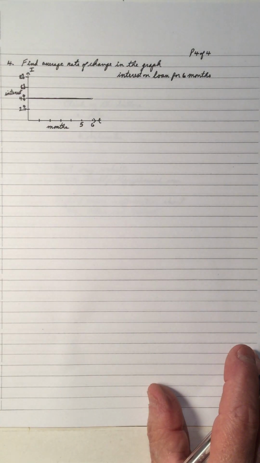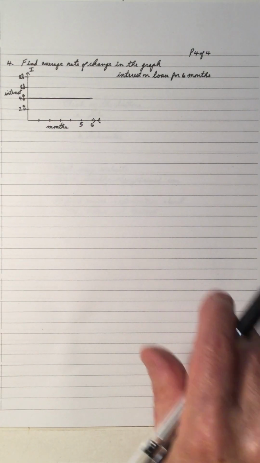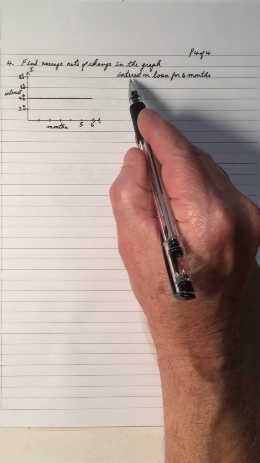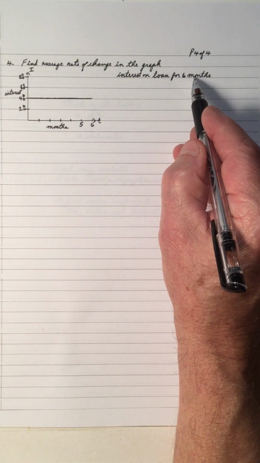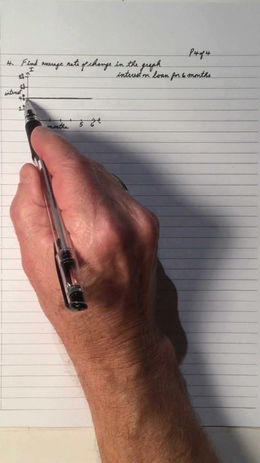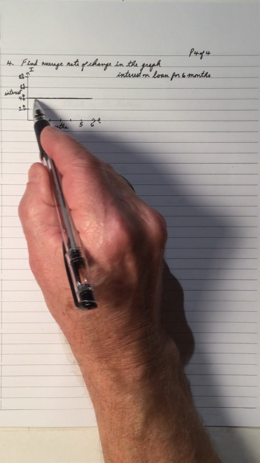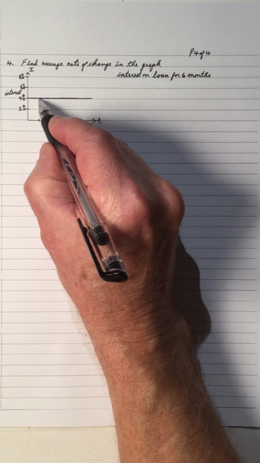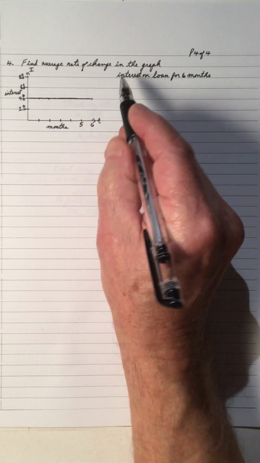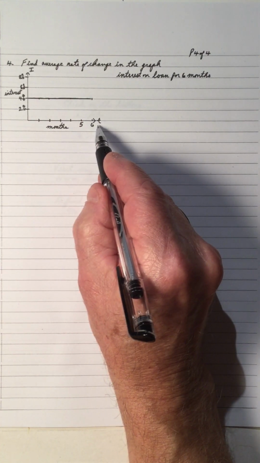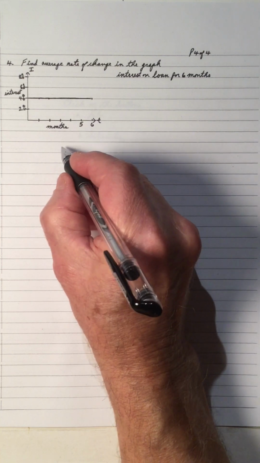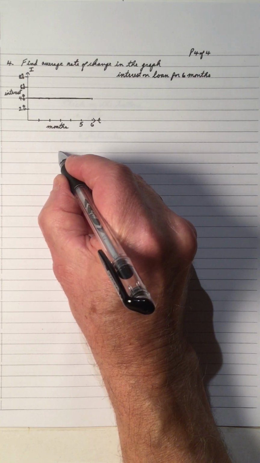Okay, let's look at another little problem, different. Find the average rate of change in the graph: interest on a loan for 6 months. So this is the interest on a loan, and the interest on a loan is 4% here, and here, and here, all the way along for 6 months. And so what's the average rate of change? The average rate of change is the slope.